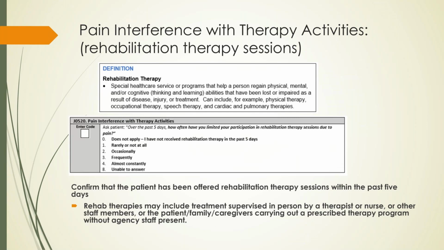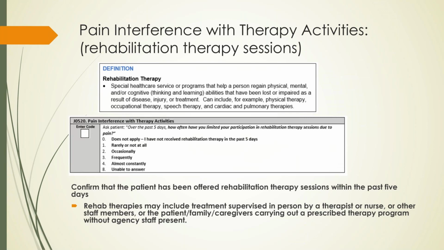So again, in the last 5 days, if the patient hasn't had any rehab scheduled or they're not attending any sessions, then it's not going to apply because they didn't miss anything. If the patient had rehab scheduled but they didn't attend, then that's when you're going to find out, was it rarely or not at all, occasionally, frequently, almost constantly, or they're not able to answer. So when we're admitting the patient, this might apply to someone that's coming from short-term rehab that maybe was having rehab sessions right up until the time they left. So we want to know, gee, were you able to attend those rehab sessions, or was pain keeping you from doing that?